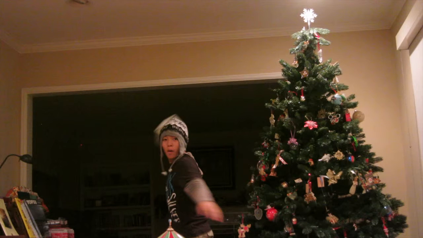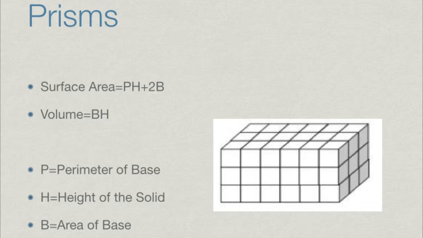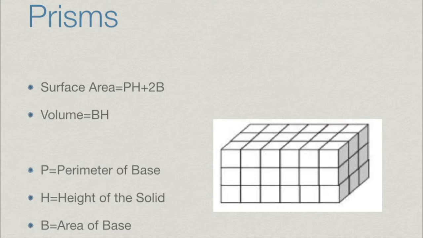Now this is a rectangular prism. Have you ever wondered how much space this takes up? Well, there's a way to figure that out. To find the surface area of any prism, you must multiply the perimeter of the base by the height of the solid. Then you have to add 2 times the area of the base. To find the volume, you have to multiply the area of the base times the height of the solid.